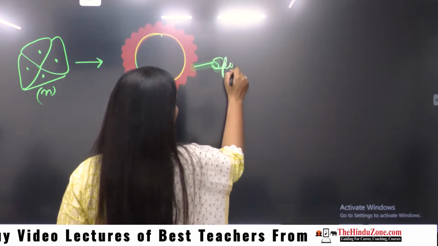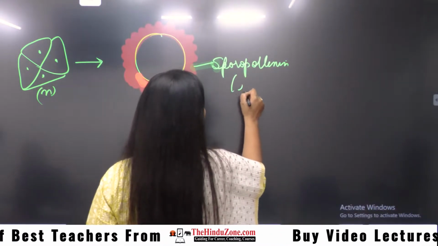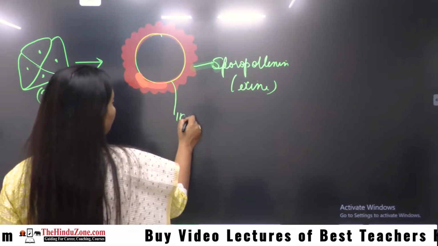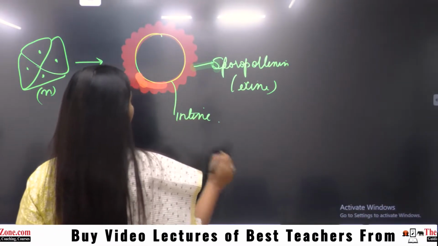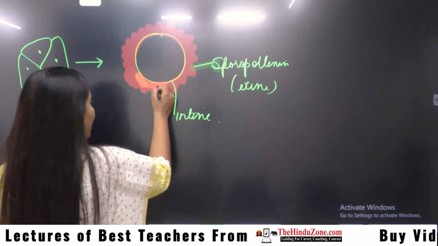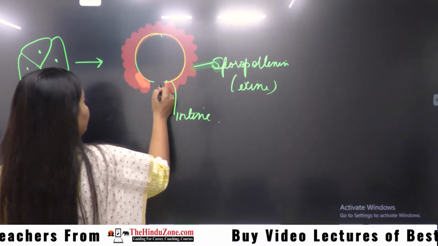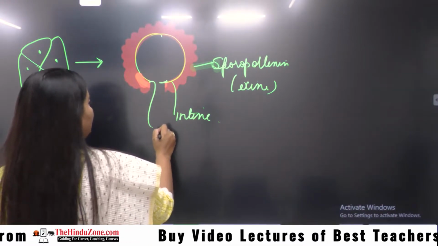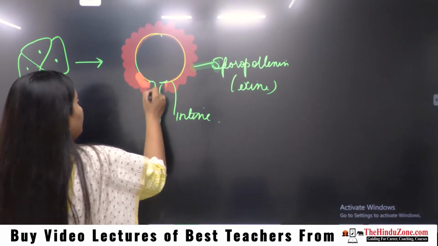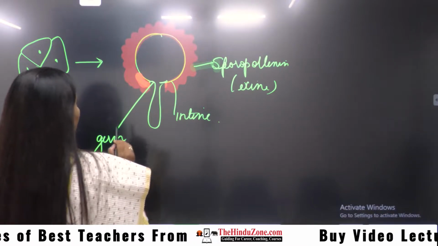And the outer wall is called exine, and the yellow one that I made is called intine. This is smooth, this is thin, right? There is some gap somewhere here, there is some gap somewhere here, right? Not as much as it has come out in the drawing, okay? Through this gap a pollen tube comes out from the intine part. This gap is called the germ pore.